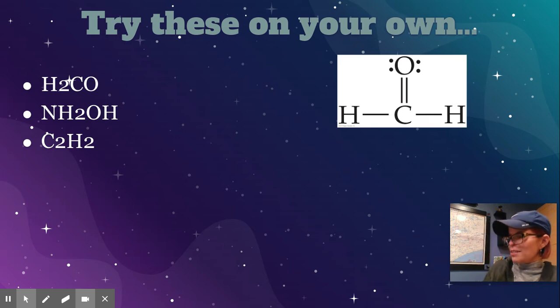NH2OH. Ooh, that one is going to be a whole lot more complicated. So I'm going to take a look and see which one's going to be furthest over. So I see nitrogen is furthest over. So I'm going to write a nitrogen and H2OH. So I'm going to add a hydrogen and a hydrogen and an oxygen and then the hydrogen.